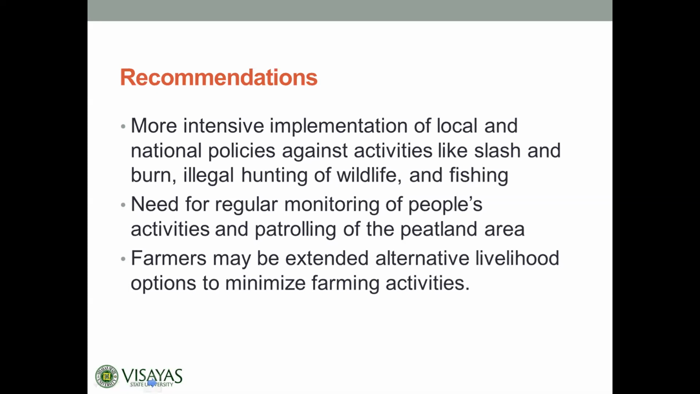And then farmers may be extended alternative livelihood options to minimize farming activities. Alternative livelihood options, because we were able to establish that one of the major reasons why they do these activities that are really exposing the peatland to peatland fires is because it is a food source, a primary source of income. So if they are given alternative livelihood options, then perhaps we can abate, we can control peatland fires.